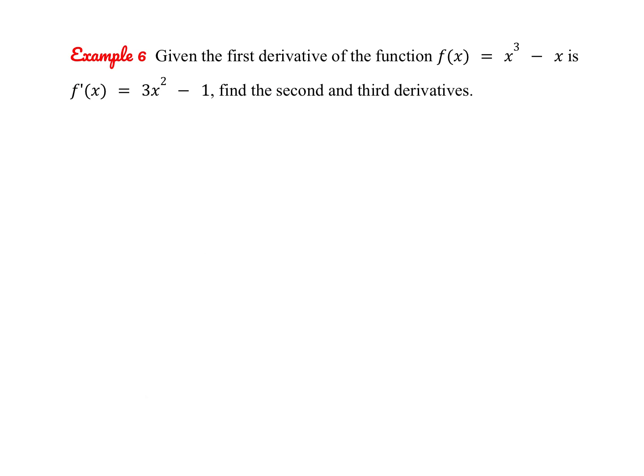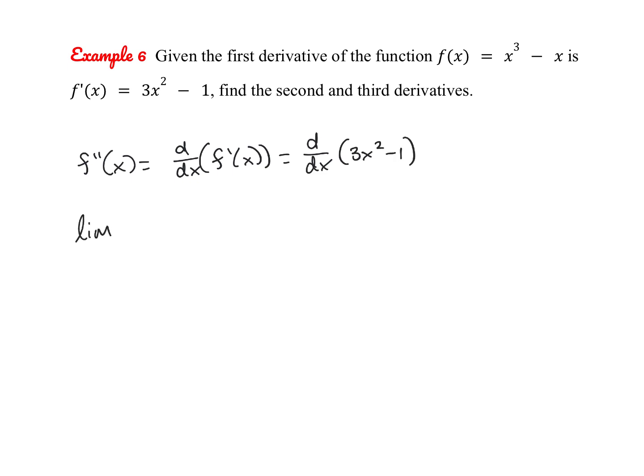All right, so let's try another one together. Here we're given the function f of x is x cubed minus x, and we're told that the first derivative is 3x squared minus 1. So we're given f prime here. We want to find the second and the third derivatives. So first, to find the second derivative, we're going to take the derivative of f prime of x. So we're doing the derivative of 3x squared minus 1.